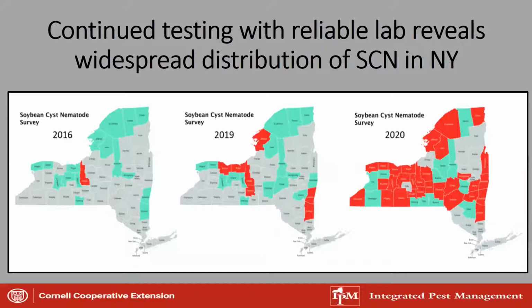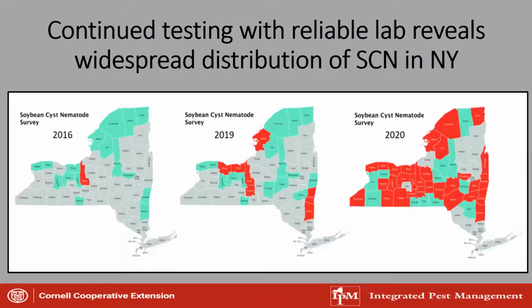So like I said, we started testing in 2013. It wasn't until 2016 that the Cornell lab was able to identify one single field that happened to be in Cayuga County that was positive. And we continued a little bit of testing along the way, small numbers of fields per year.